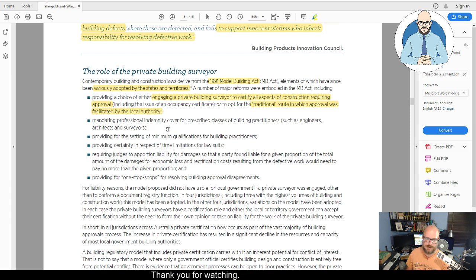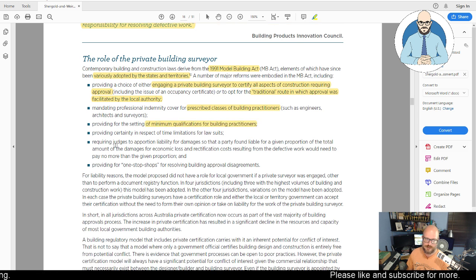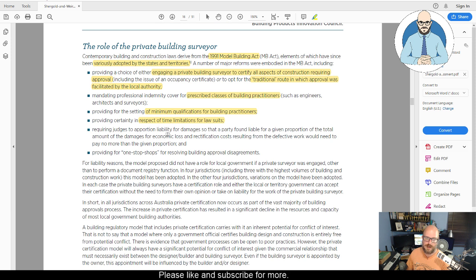Mandating professional indemnity cover for prescribed classes of building practitioners such as engineers, architects, and surveyors. Providing for the setting of minimum qualifications for building practitioners. Providing certainty in respect of time limitations for lawsuits. Requiring judges to apportion liability for damages so that a party found liable for a given proportion of the total amount of damages for economic loss and rectification cost resulting from the defective works would need to pay no more than the given proportion, and providing for one-stop shops for resolving building approval disagreements.